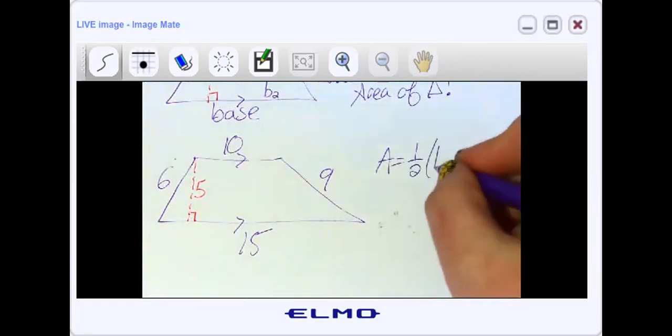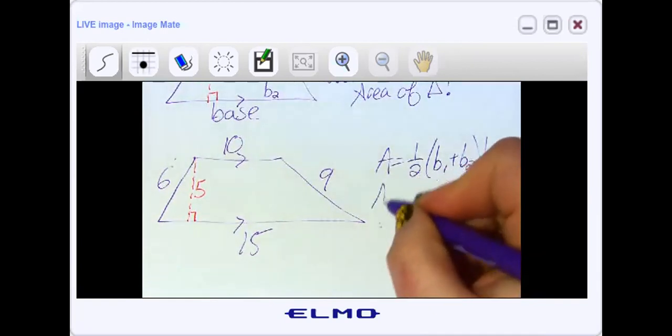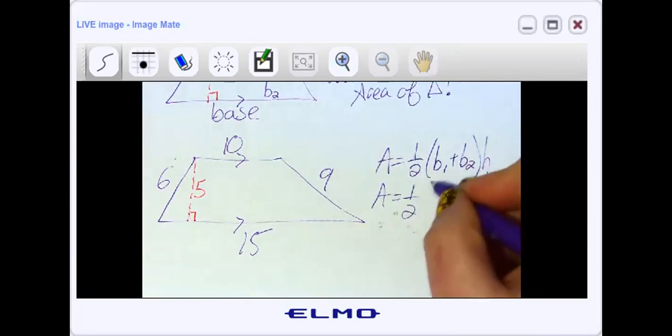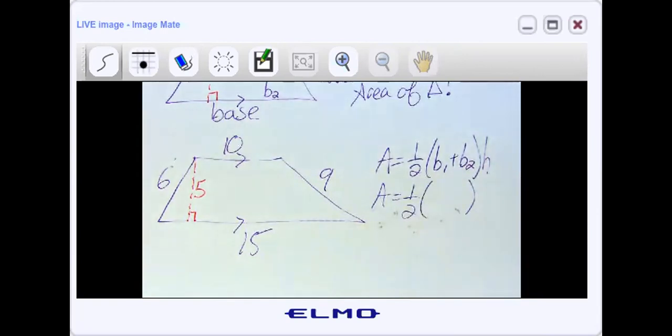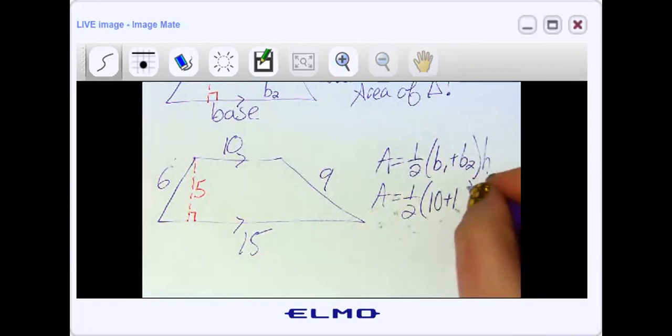1/2 sum of those bases times the height. So let's pop all the pieces in. 1/2. Now again, it doesn't matter who you call base 1 and who's base 2. Just make sure that they're the two sides that are parallel to each other. So I'm going to need to add together the 10 and the 15 in there. And then I'll multiply it by the height.